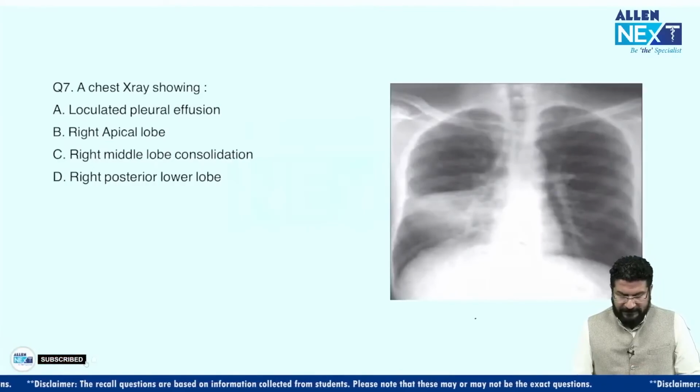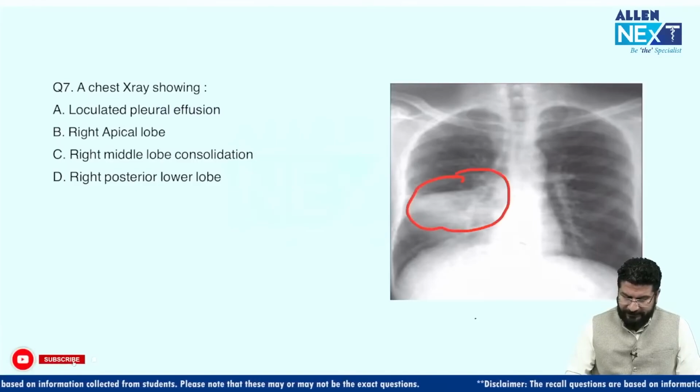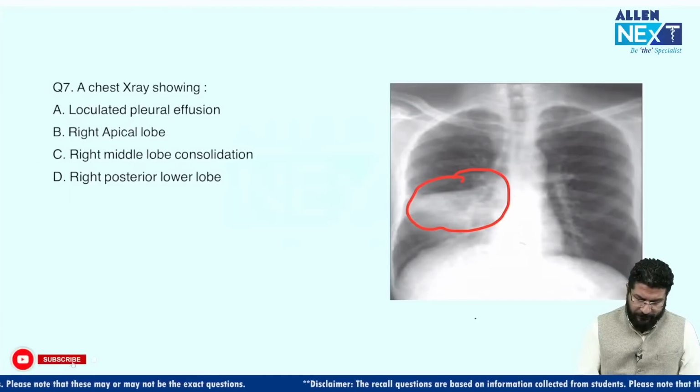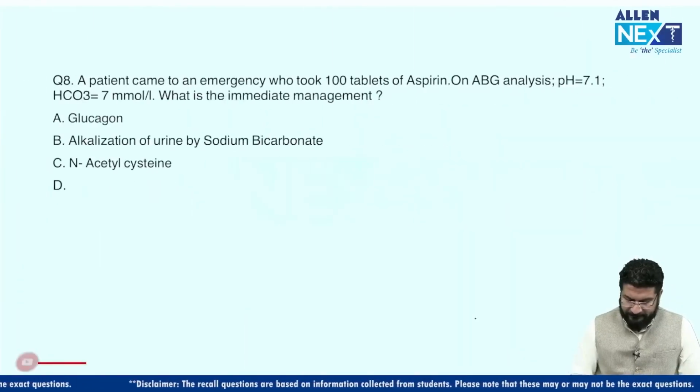This X-ray was given. In this X-ray, what you can clearly see is a consolidation on the right side. So this is a right middle lobe consolidation. This was an easy question for you, so most of you have marked this question correct. Coming to the next one.